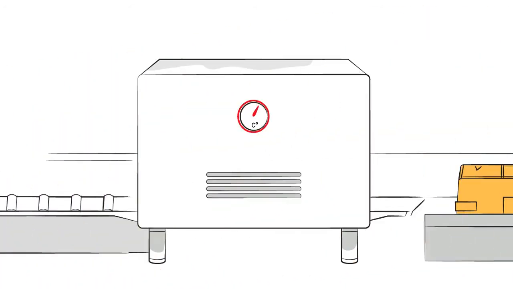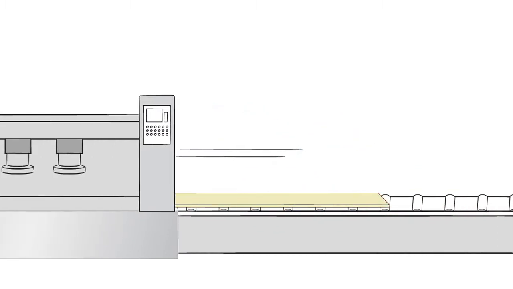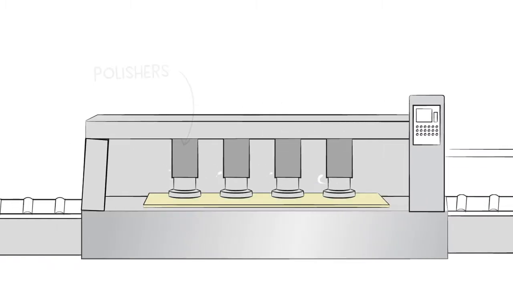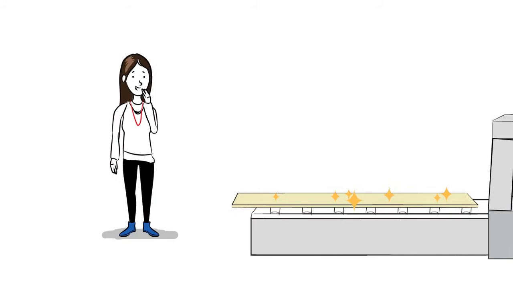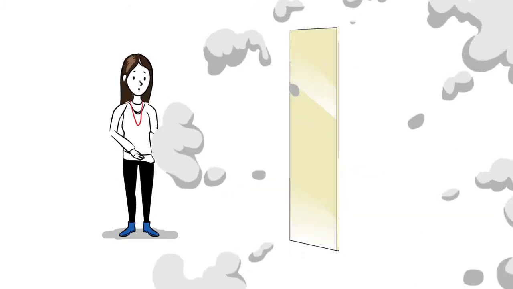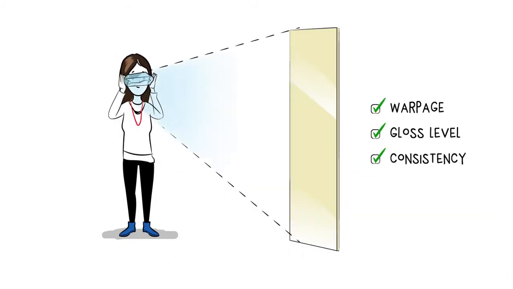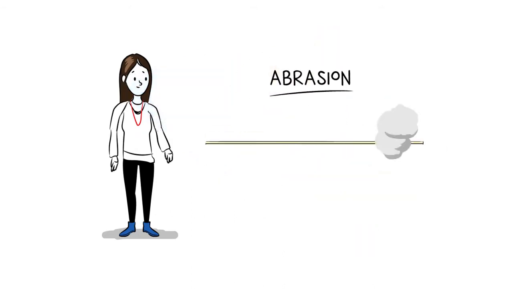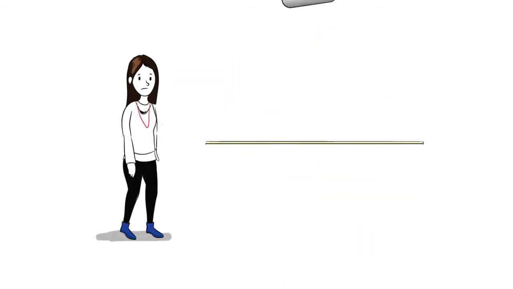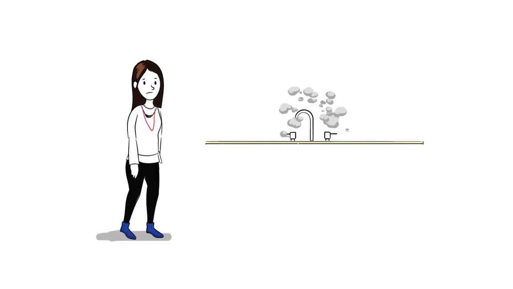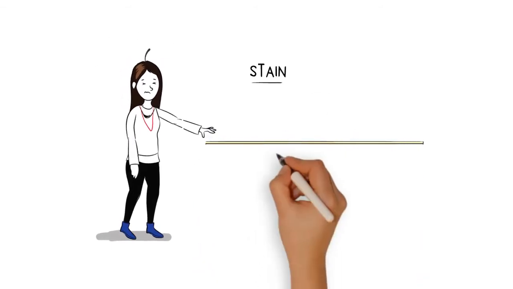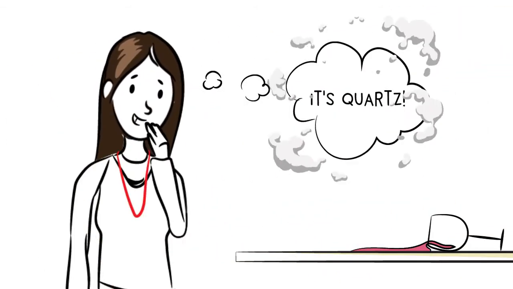Next, it's time to bake. The slab is hardened in the oven, and after it cools, it is then polished using multi-head diamond polishers, which bring out the natural glossiness of the quartz. After testing warpage, gloss levels, consistency and size, as well as abrasion, strength, moisture resistance, and stain resistance, the surfaces are ready to be used.